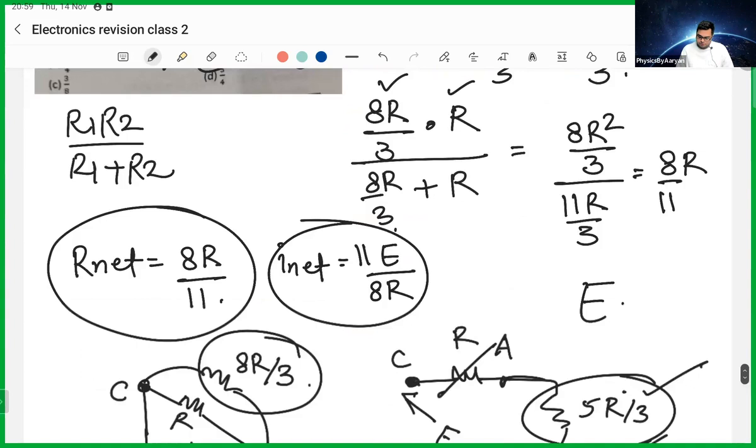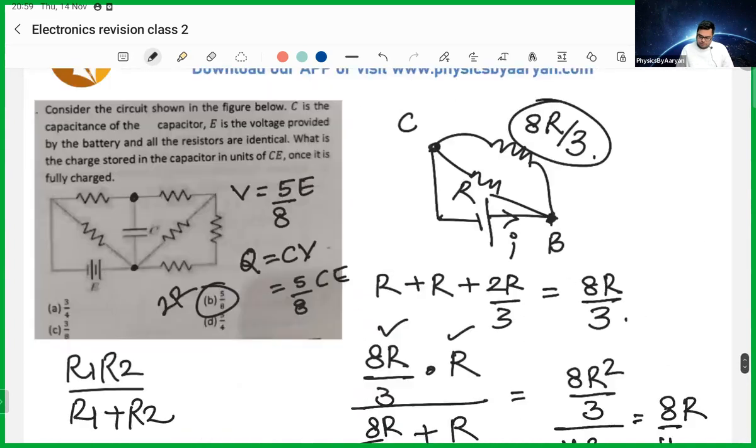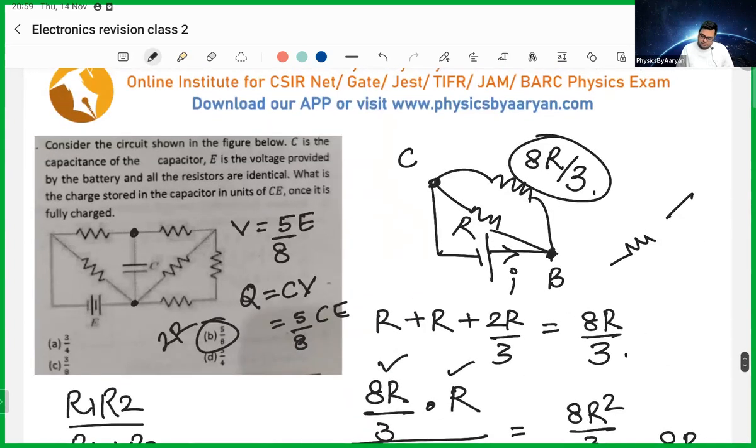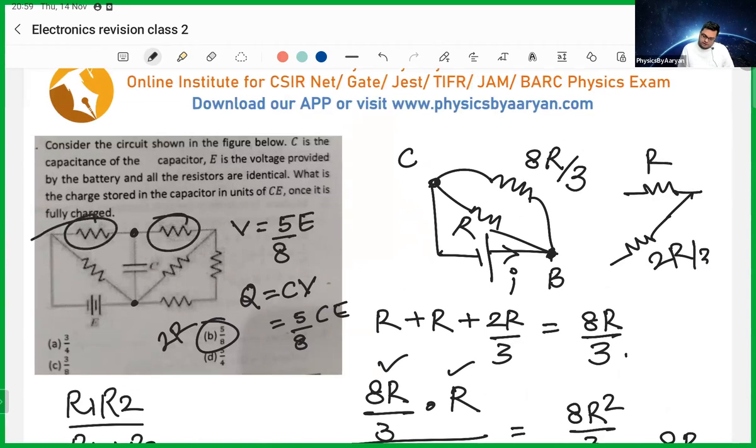Okay? So that is what you see here. So these three combine to give 2R by 3. Then you have this R left here. And then you also have this R left here. And then you have this R left here. Okay? And then this is your battery. So these three combine together to give you 8R by 3. Okay? So one 8R by 3 is here, one R is here, and then this is a battery.